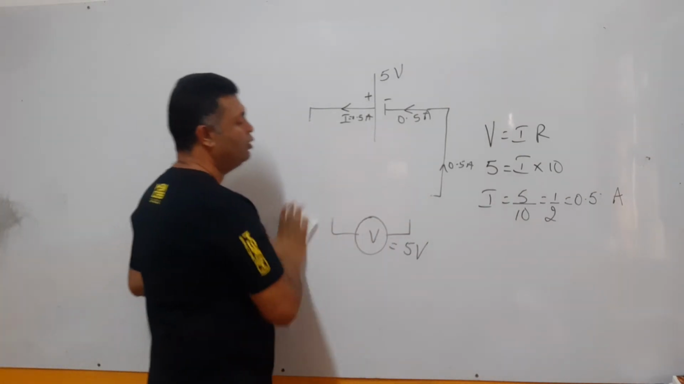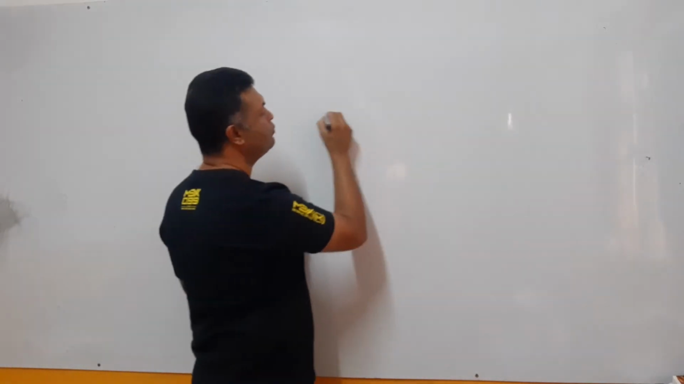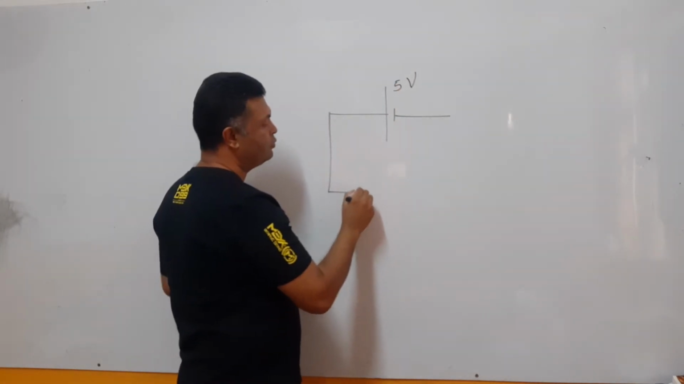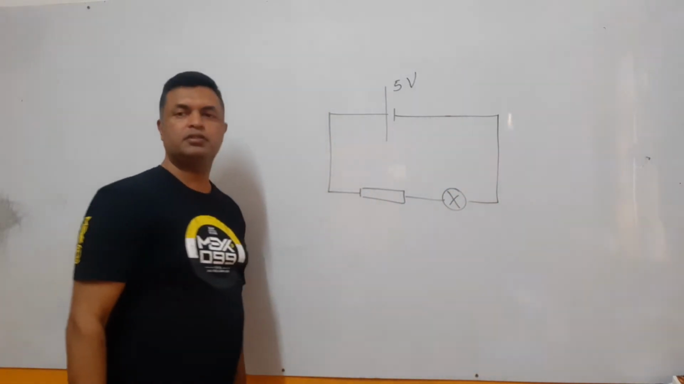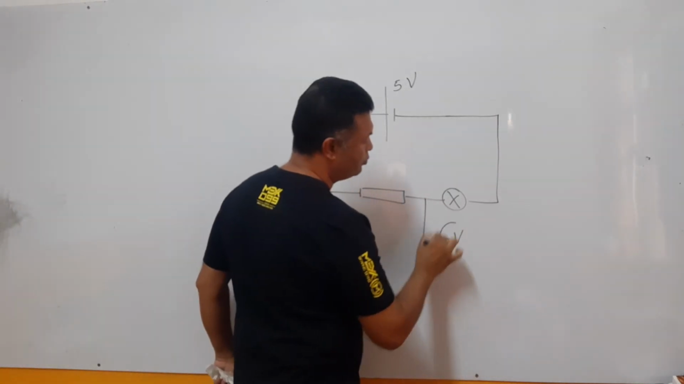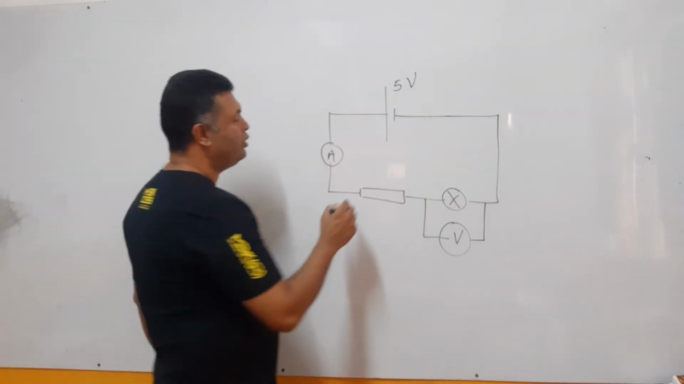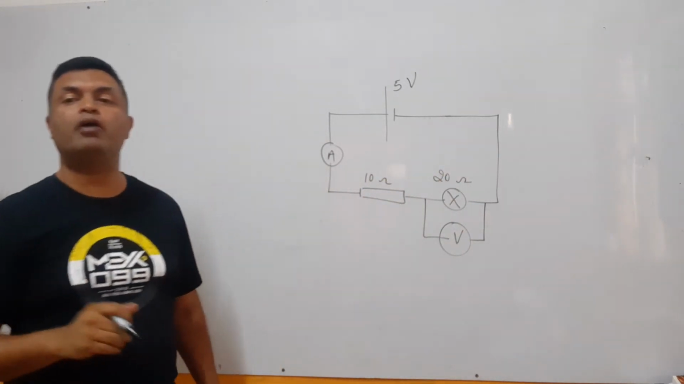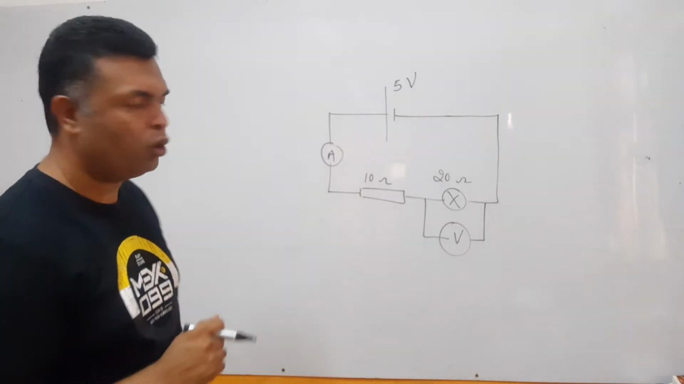Now, a bit more difficult question. Again, I'm using 5 volts here. Now I have a resistor and a bulb connected in series. I'm placing an ammeter in series. I'm taking a voltmeter in parallel to the bulb. Now, let's say here I'm placing 10 ohm, here 20 ohm. The bulb here has a resistance of 20 ohm and the fixed resistor a resistance of 10 ohm.